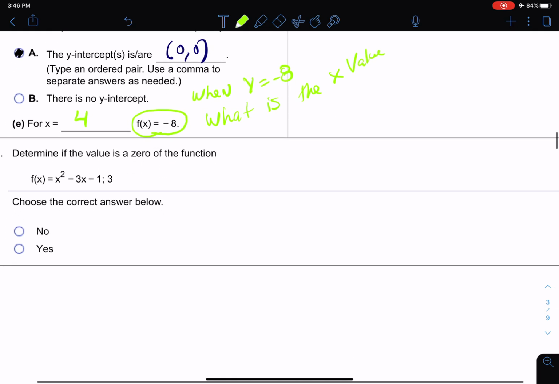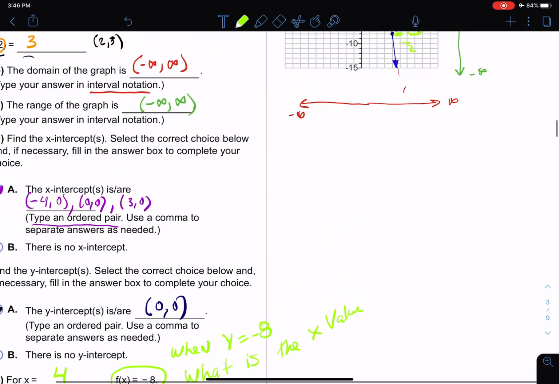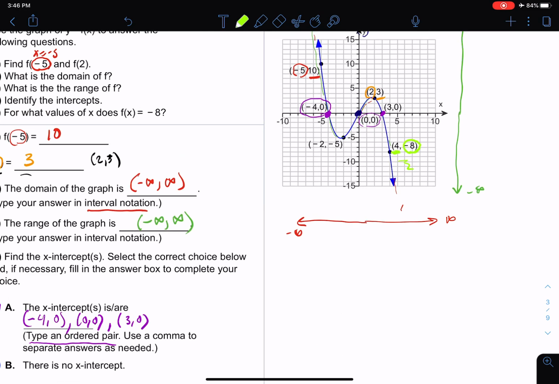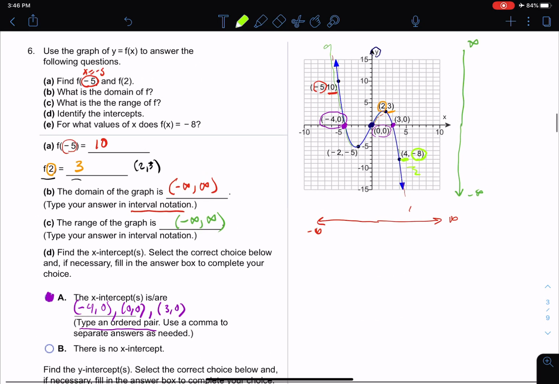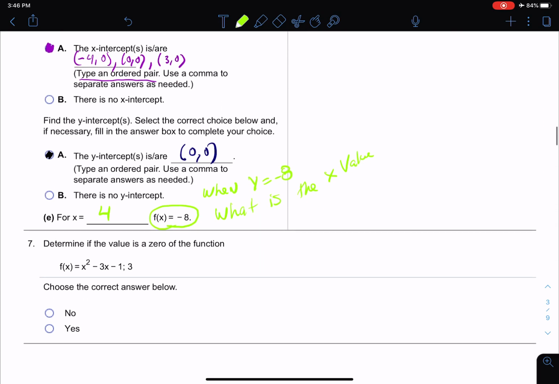Determine if the value is a 0 of the function. Now, remember, the 0 of the function is when the y value is 0, what is the x value? So the 0 of a function is just the x-intercepts, okay? The only sneaky thing there is when they write it as an x-intercept, they write it as an ordered pair, and when they write it as zeros, it's just one number, the x value. So be careful on that.